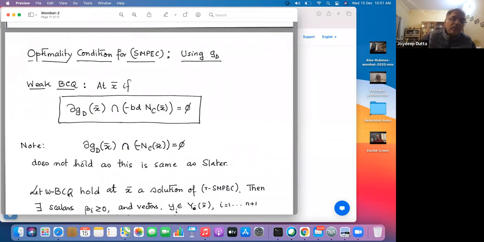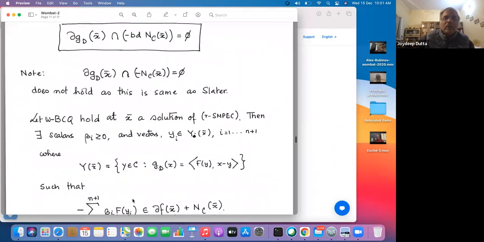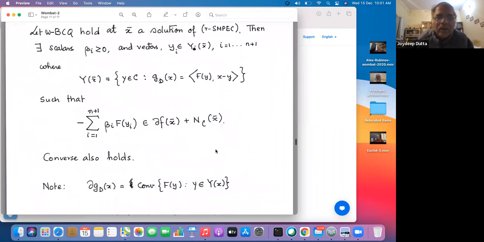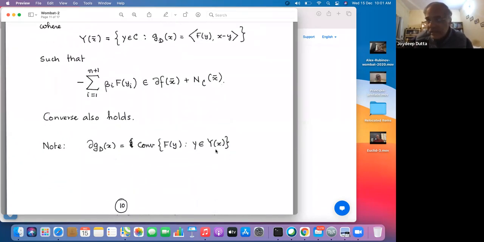If that weak BCQ, or WBCQ, holds, then you get an optimality condition quite simply of this form. And of course, at the solution, you might ask me, where is the complementary slackness condition with GDX? So the complementary slackness condition is not required because GDX bar is always 0 at the solution, and hence that is automatically satisfied. You can understand this by using Danskin's formula, because C is compact now.